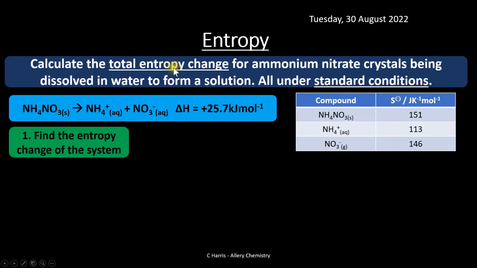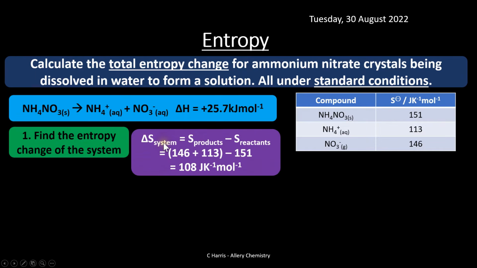Because we want to work out the total entropy change, the first thing we need to do is find the entropy change of the system, what's actually happening in the beaker. Remember, the system is products minus reactants. The products being produced are 146 plus 113, which are these two here, producing 1 mole of each, and then minus 151, which is ammonium nitrate at the top there. So the entropy change of the system is 108 joules per Kelvin per mole.